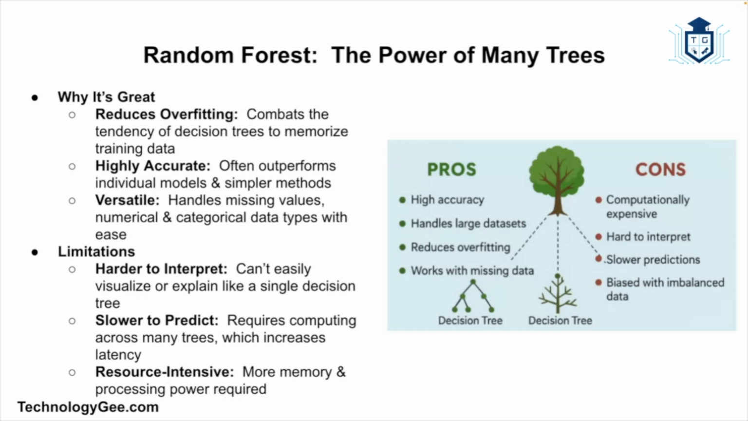Now, why exactly is this great? Well, it reduces overfitting, is very accurate, and it can handle missing values and mixed data types. Its limitations are that it is less interpretable than a single tree, and it's slower than simpler models.